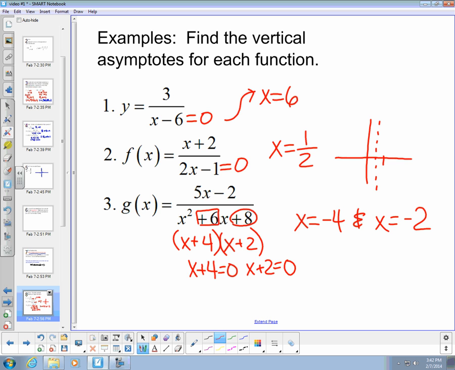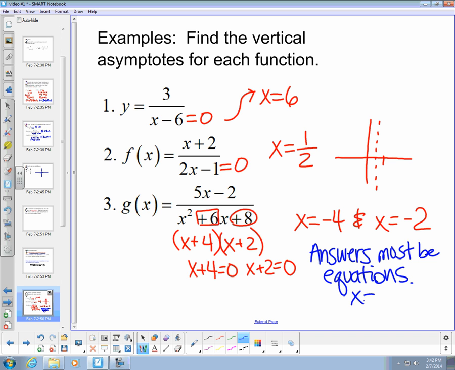Okay. Again, if there's anything you're not sure about, pause the video or put a question mark in your notes and ask when you come to class. Take note that all your answers should be written as the equation of a line. A vertical line has an equation x equals a number. So all of your answers for vertical asymptotes, you can't just put 1/2 or 6. You have to say x equals so that we know that it's a vertical asymptote.